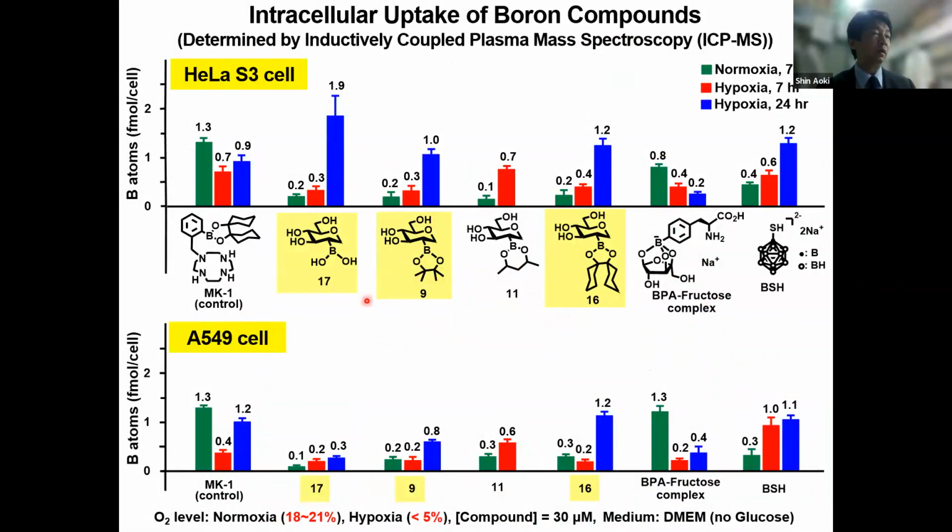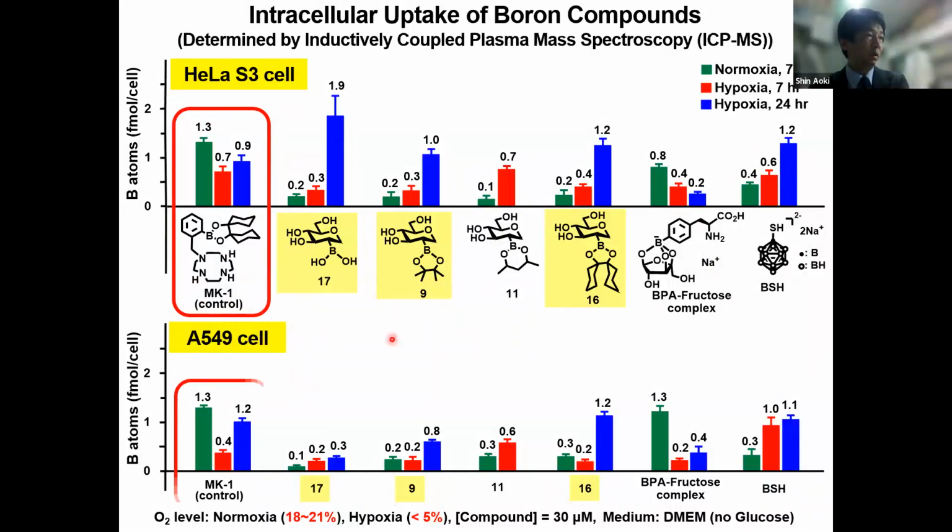As you can see here, the boron glucose compounds 17, 9, 11, and 16 were taken up into cancer cells, and the intracellular uptake of these compounds was almost the same as BPA and BSH, as you can see here, even under normoxia and hypoxia conditions, after incubation for 24 hours. And we found that this compound, MK1, which was used as the control compound, was taken up into cancer cells, HeLa cells and A549 cells, better and higher than these glucose derivatives.